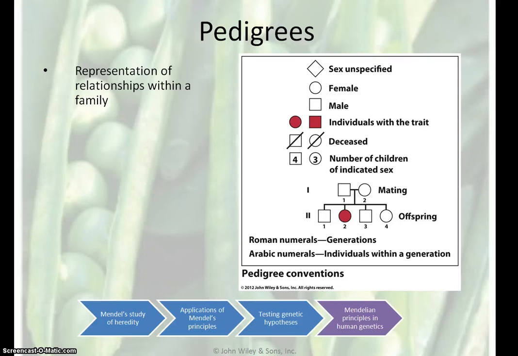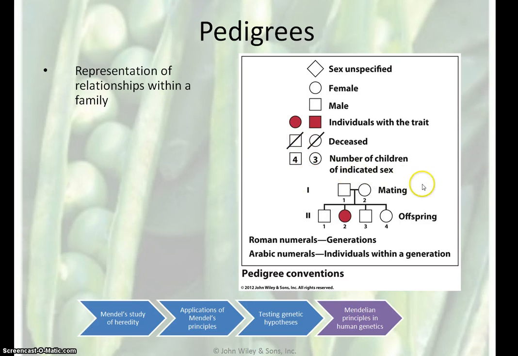Now, a pedigree is a very simple way to represent the relationships within a family. So here are just some pedigree conventions. Males are always designated by squares, females are circles. If you have the trait that is being analyzed by the pedigree, it's a filled-in shape. Deceased individuals have slanted lines through them.